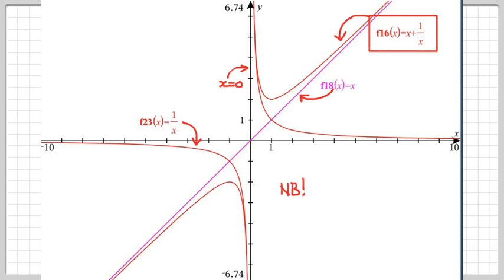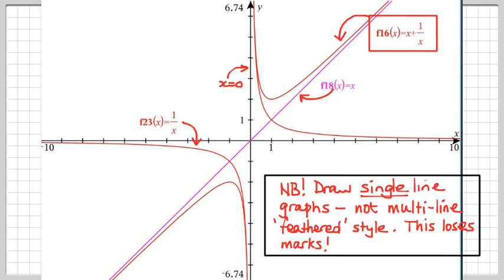NB, oh, here's another NB. Goodness, I'm pretty heavy on the NBs today. Oh, what I said there was, please draw single line graphs. Single line graphs. Not multi-line, feathered style, airbrushed style graphs. This loses marks. The examiners hate it. Now, if you've got your smarts about you, you will draw your graph in pencil. If you want to mark over it in pen later when you've got it done, that's all right. Make sure the pencil's not too light, that you can see it.